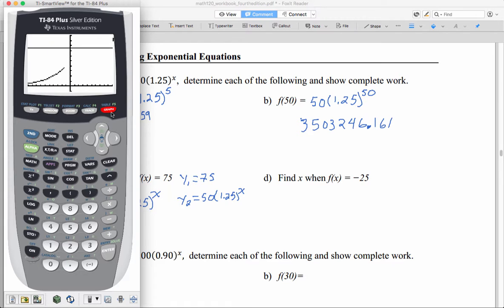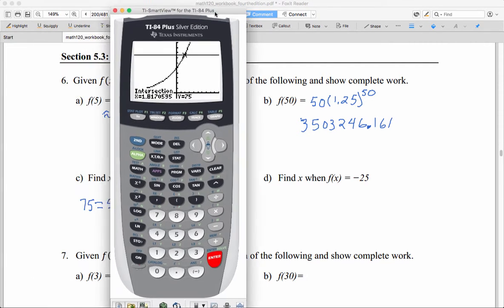It's so pretty. Okay. So now the value of x that corresponds to our solution can be found by going second, calc, number 5 for intersection, and then the 3 questions that ask you: first curve, hit enter; second curve, hit enter; and third curve, guess, hit enter, and it'll go right to the point. So it's approximately 1.817 if we go out 3 places.